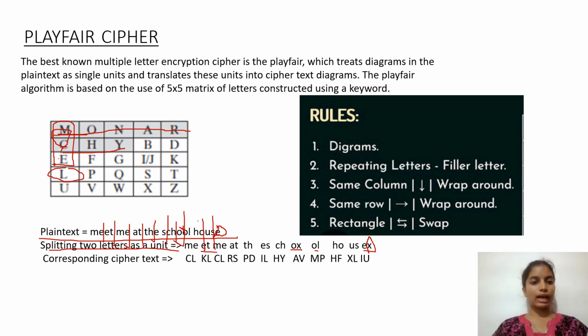Where does ET lie? E here in this 5x5 matrix, then T lies here, which forms the rectangle. So after forming the rectangle, you have to swap. For E, you'll have the corresponding swapping letter as K. For T, you'll have it as L. Then similarly ME: you have already seen that for M it is C and for E it is L, as they are in the same column. Then so on.